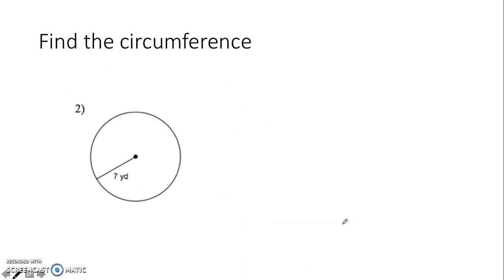Let's take a look at the next one. We're going to find the circumference of the circle that has a radius of 7 yards. So once again, we're using our radius.